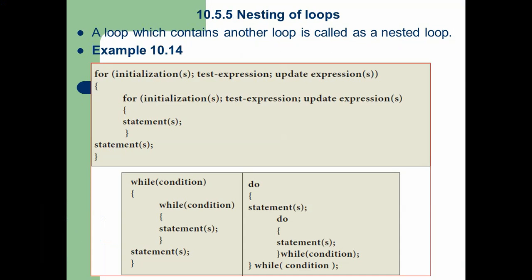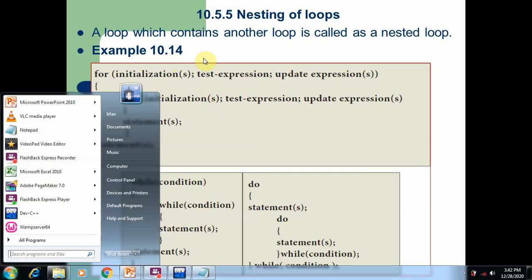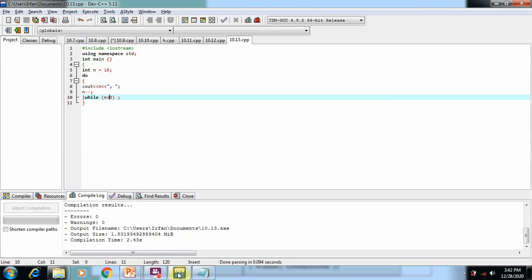Now we are going to see the next topic, called nesting of loops. Nesting means using a loop within a loop. Here you can see we can use a for loop within a for loop, a while loop within a while loop, and a do loop within a do loop. Now we are going to understand this nesting of loops using program 10.14.